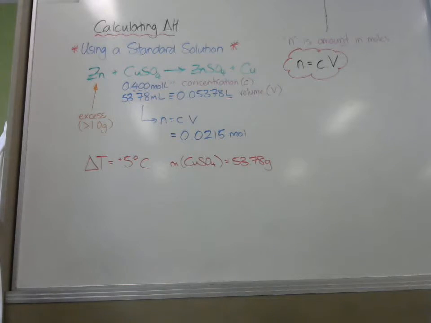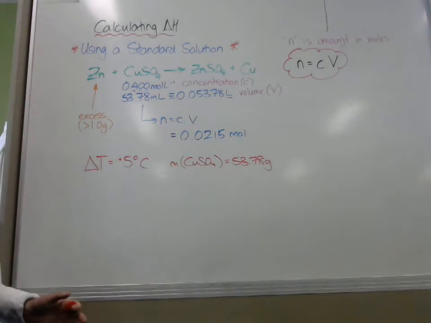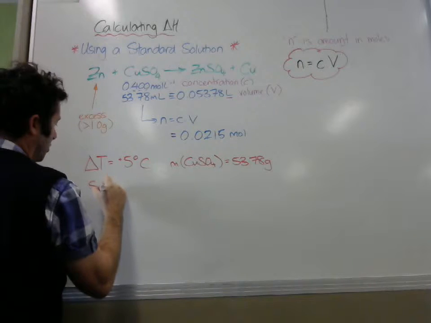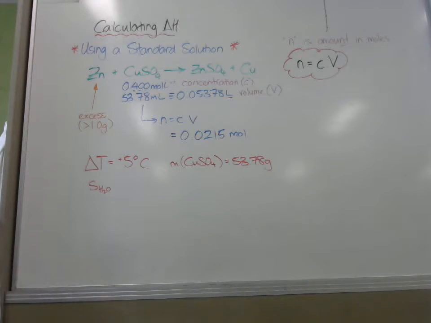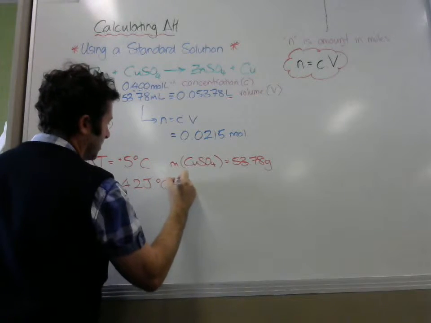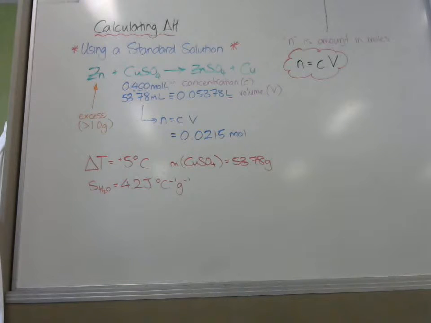We also know it was an aqueous solution, so the specific heat capacity, which has two possible symbols, S or C. To keep it different to this one, I'm going to call it S_H2O, specific heat capacity of water, is 4.2 joules per degree Celsius per gram. You would be given this number, so don't try to memorise it.